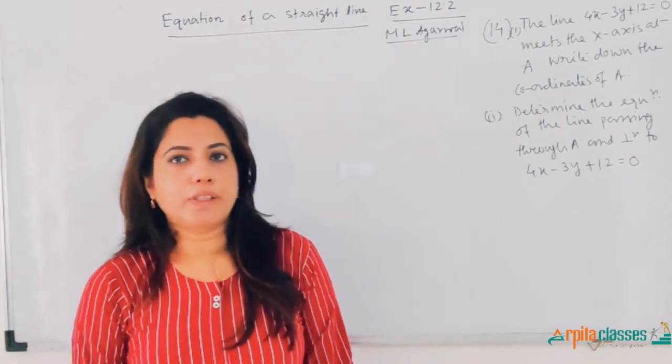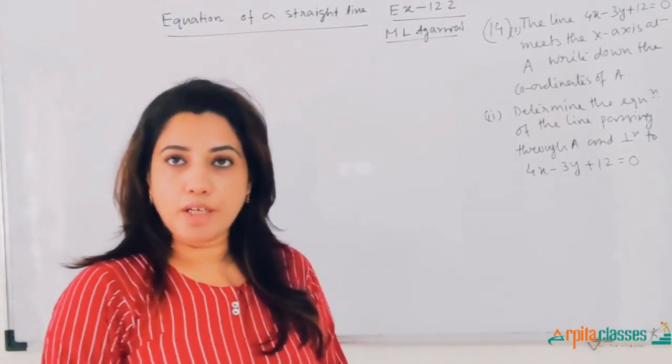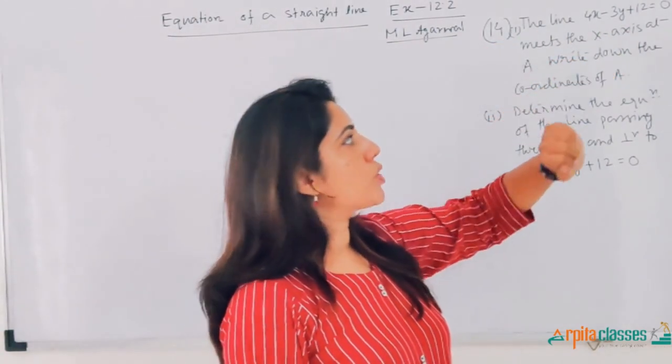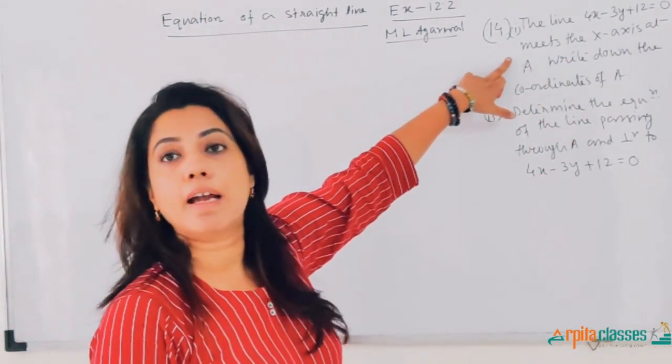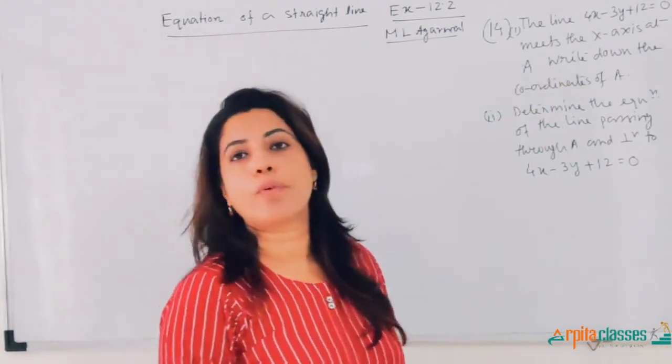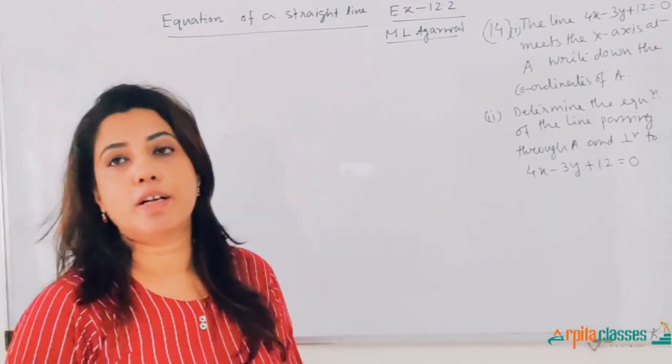Let us take the 14th question now. 14th question is given in two parts. The first part is the line 4x minus 3y plus 12 is equal to 0 meets the x-axis at point A. Write down the coordinates of A.